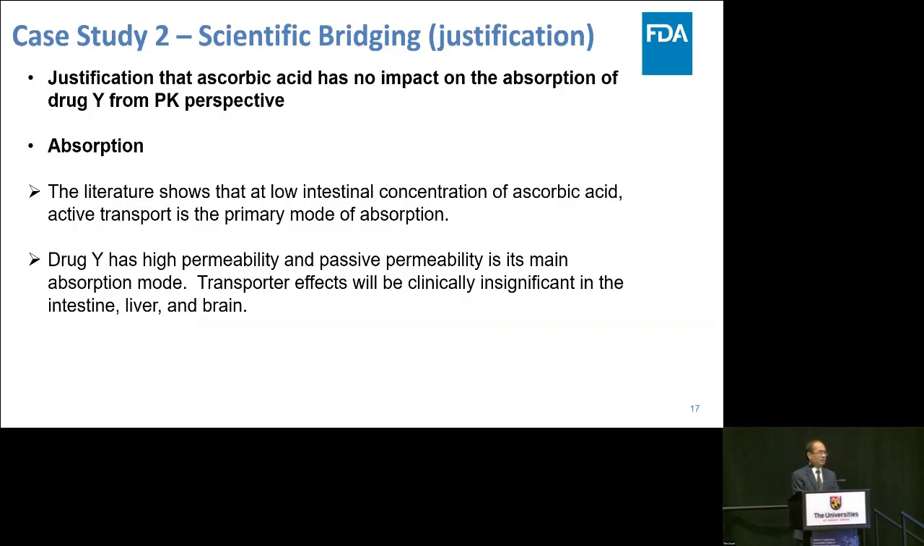The applicant did provide a very nice justification that ascorbic acid has no impact on the absorption of drug Y from a PK perspective. For absorption, the literature showed that at the low intestinal concentration of ascorbic acid, active transporter is the primary mode of absorption. In contrast, drug Y has a high permeability, and passive permeability is the main absorption mode. So the transporter effect is clinically insignificant in the intestine, liver, and brain. So no interaction from the absorption perspective.